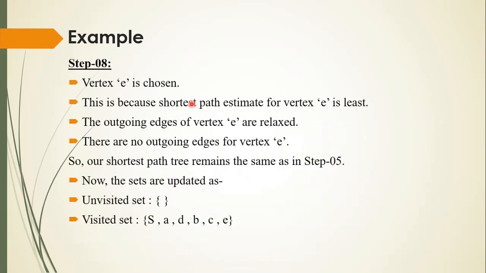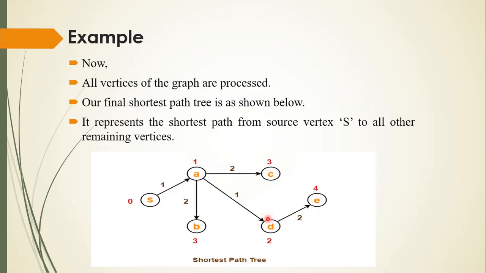Now we choose vertex E. This is because the shortest path estimate for vertex E is least. The outgoing edges of vertex E are relaxed, but there are no outgoing edges from vertex E, that I have told. So our shortest path tree remains the same, which is in step 5. Now the unvisited set is empty, all vertices are visited. So the visited set is S, A, D, B, C, E.